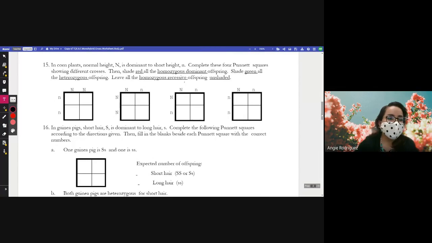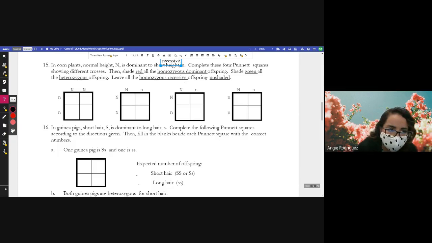All right, number 15. It says in corn plants, normal height or big N is dominant to short height, little n. So the dominant letter, the capital one that we have here, is N, big N, okay? And then short height, as in a short corn plant, is represented by a little n. So remember, that's going to be your recessive letter. So I'm just going to add here the word recessive. You don't have to add it. It's something extra, okay?